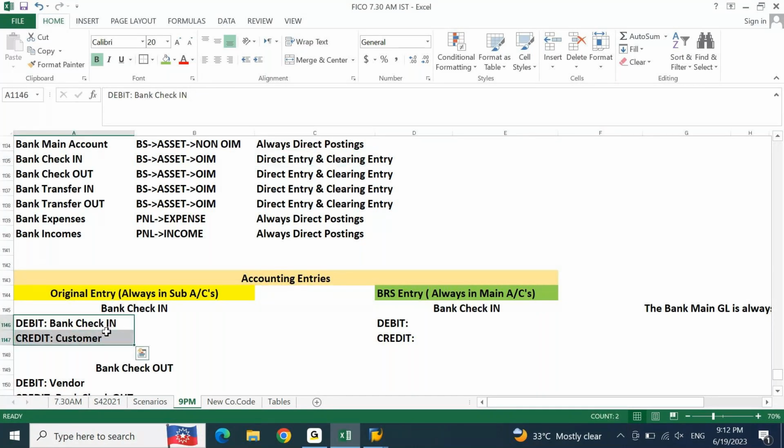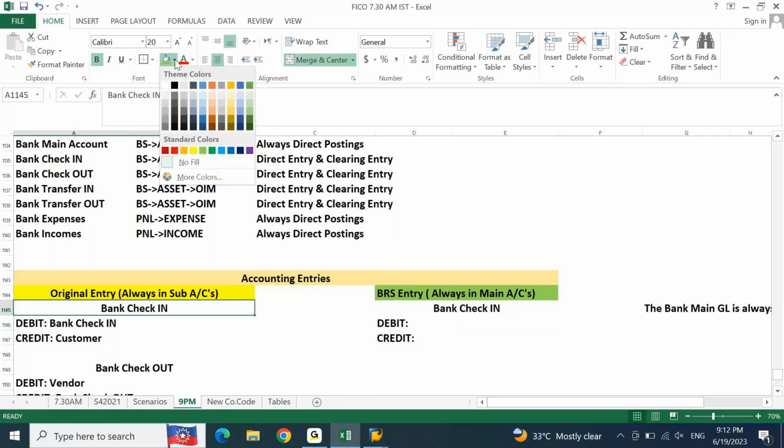Yes, sir. Right? The first entry, direct entry, is already posted as original entry. Next one will be your clearing entry. When you pass the clearing entry, you should always look at the same account. In short, now you focus on this account.